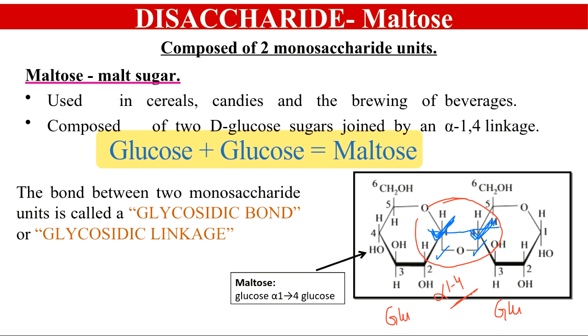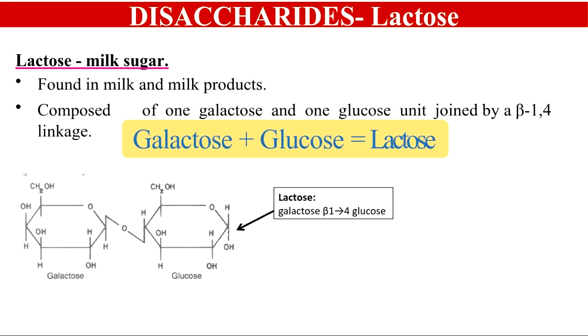So till now we understood that maltose is a disaccharide, which means that it contains two monosaccharide units. And what are these two monosaccharide units? Glucose and glucose. So two glucose molecules are binding to each other. And what is the linkage present between the monosaccharide units of the maltose? The linkage is alpha 1,4 glycosidic linkage. So let's move on to understand lactose now.